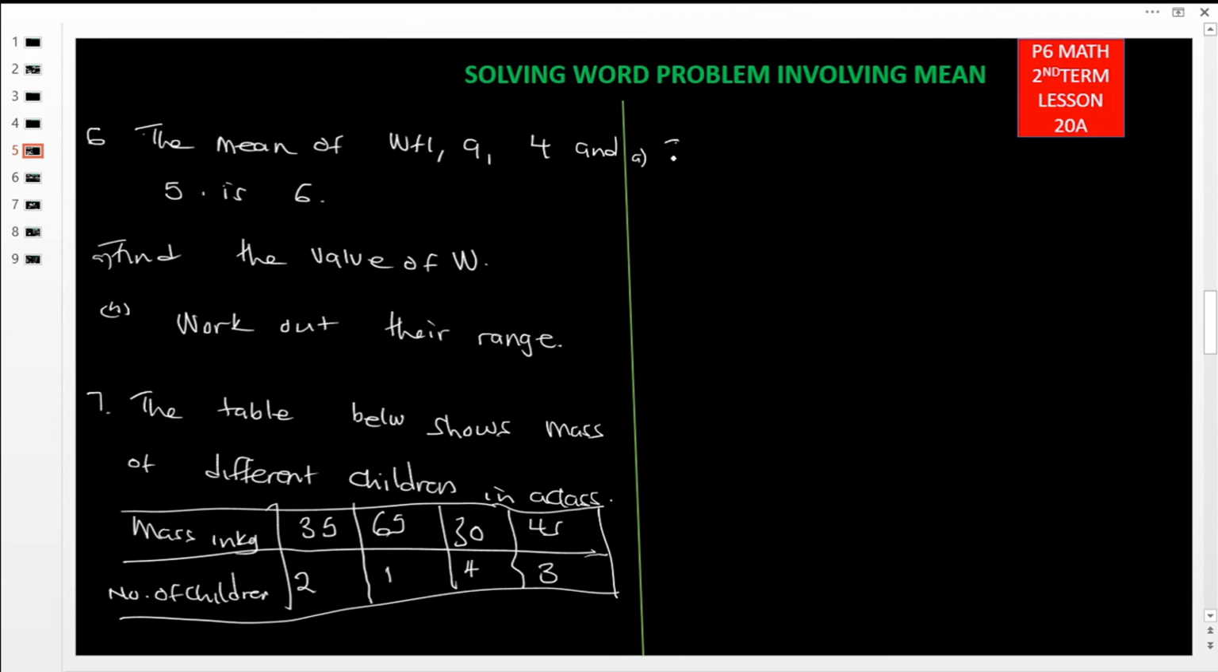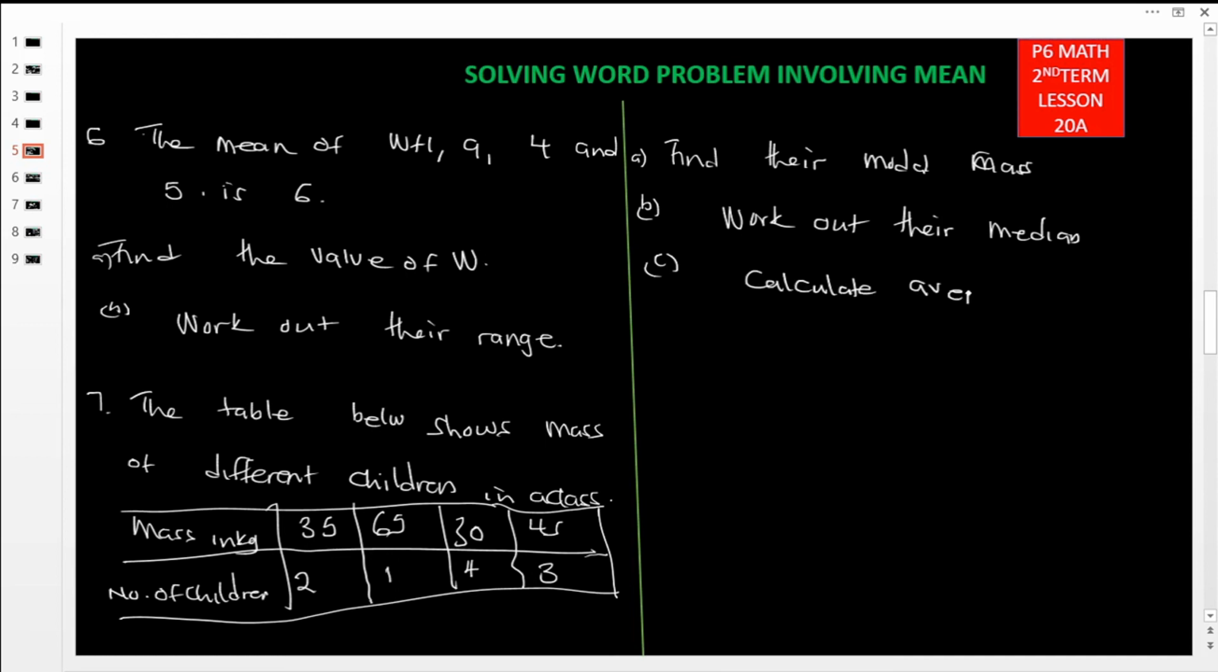Our first question here is saying find their modal mass. Part B, work out their median. Part C, calculate their average. Remember, we said average is mean. Then D, how many children were measured above average? Meaning you first get the average, then you get to know those who are above the average.